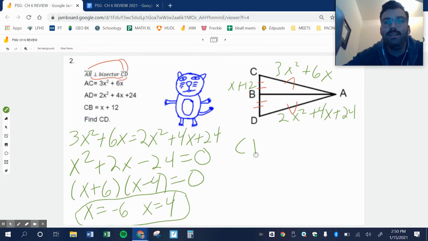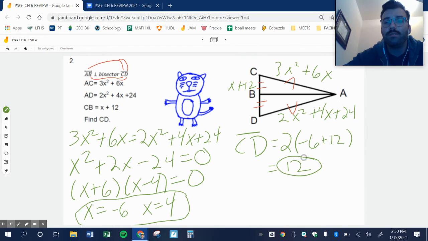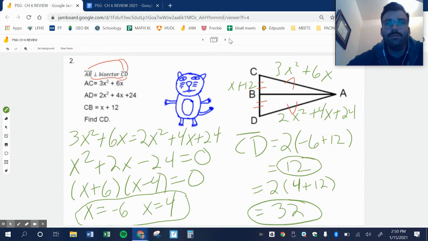That tells me that for CD, I have to plug in negative 6, but I'm going to do 2 times it. CD is this whole segment. If I know that this part is 6, then this is also going to be 6. So I'm going to do 2 times negative 6 plus 12, which gives me 2 times 6, so I get 12. That's one answer. I'm also going to do 2 times 4 plus 12. 4 plus 12 is 16. 16 times 2 gives me 32. So we have 2 values.